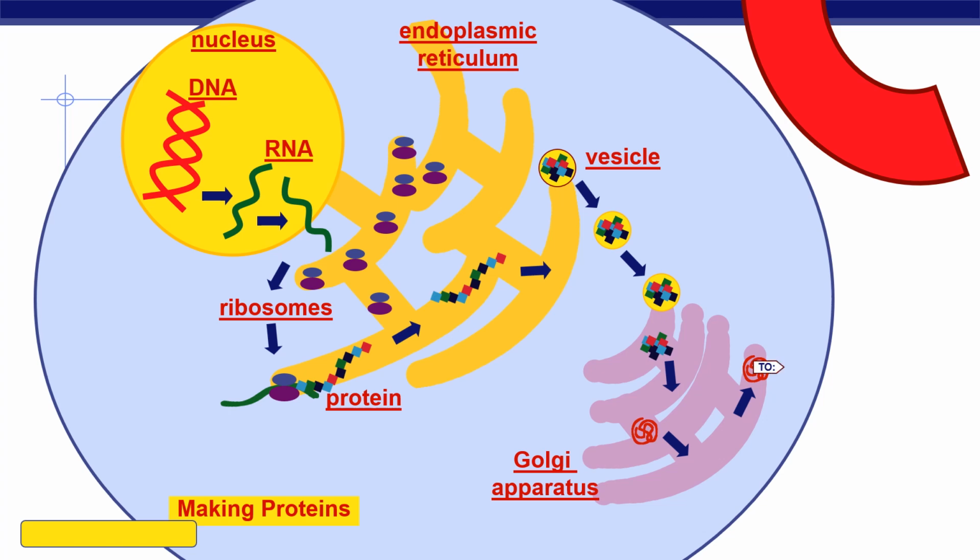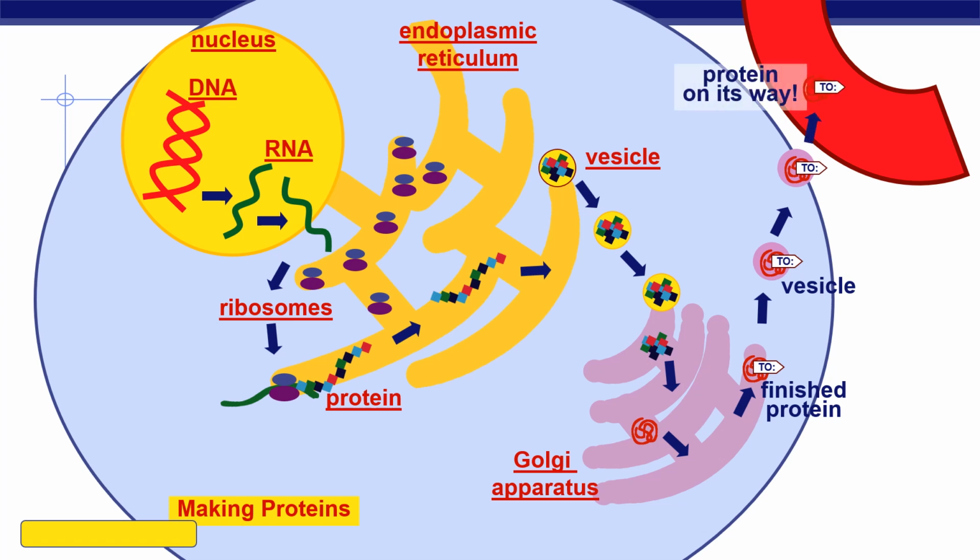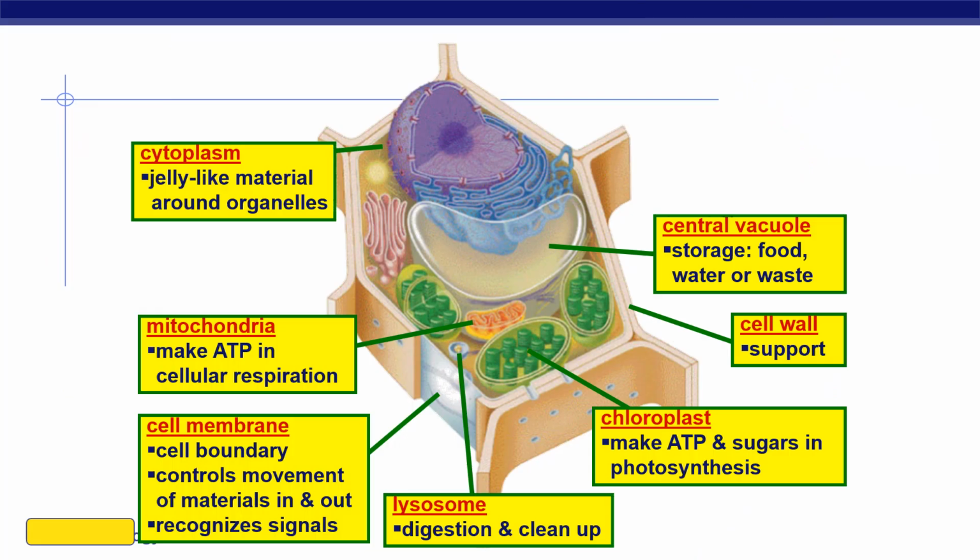So in making proteins, then, my dear students, always remember the different organelles. We have the nucleus, the endoplasmic reticulum, the ribosomes, and the Golgi apparatus. Remember, the finished protein is actually made by the Golgi apparatus. And then it will be sent. Okay. So there you have it, guys.